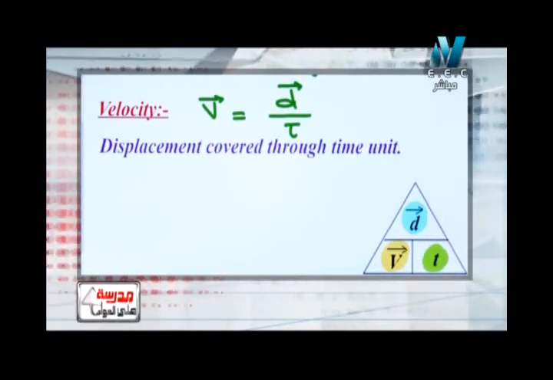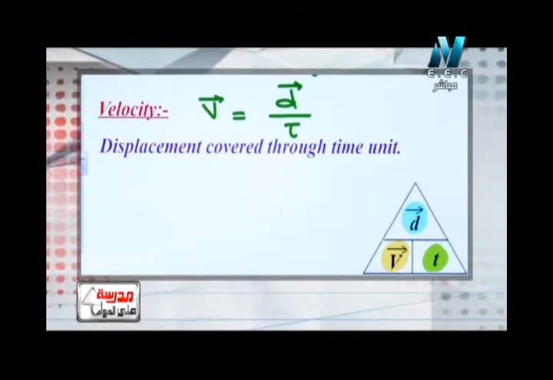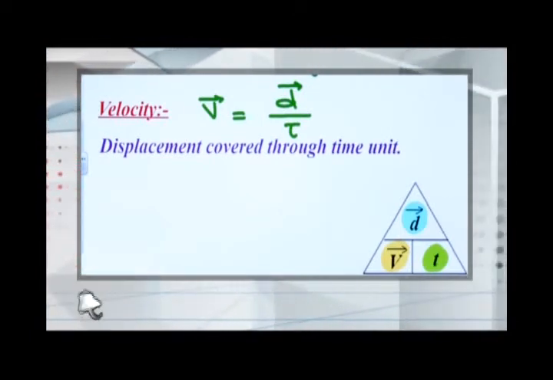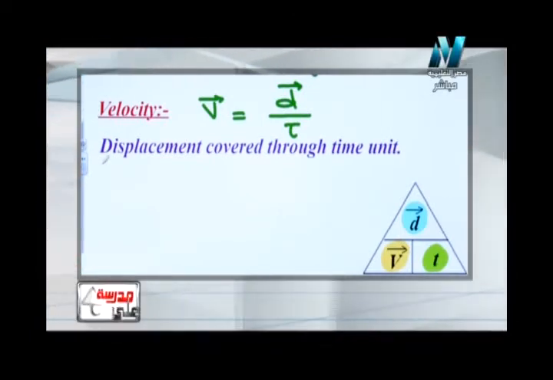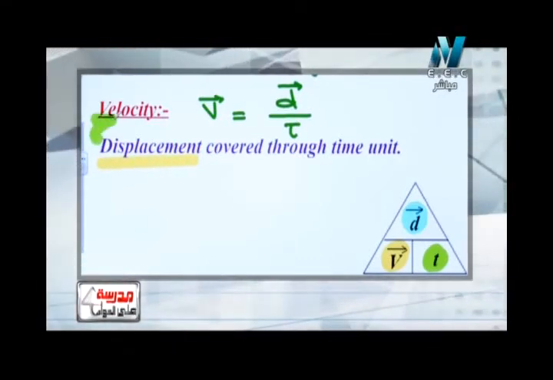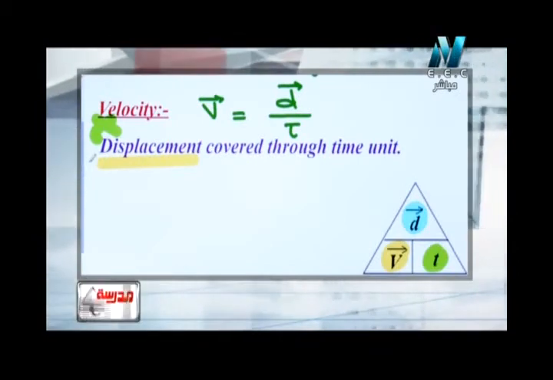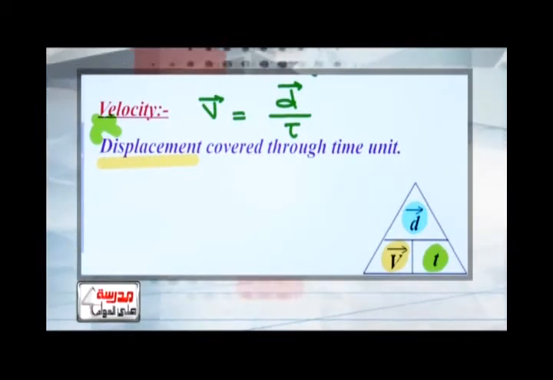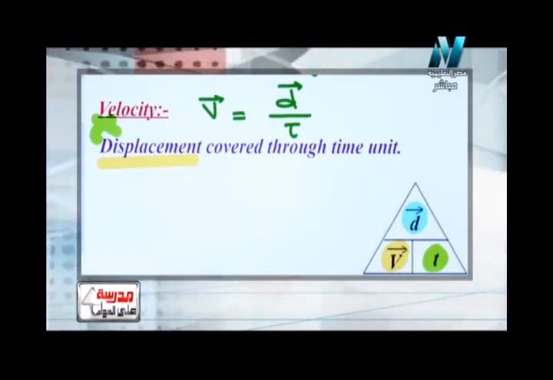So if we want to calculate distance, we want to calculate speed. If you want to calculate displacement, you want to calculate what? Velocity. And we have a great difference between them, and we have to know this difference from the following examples.